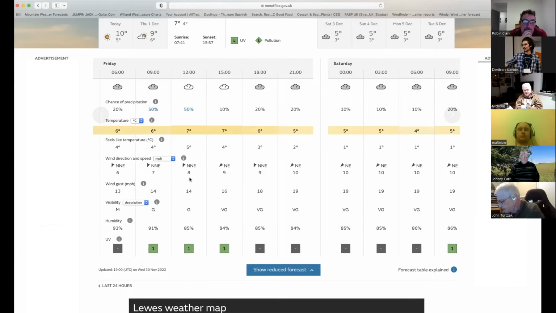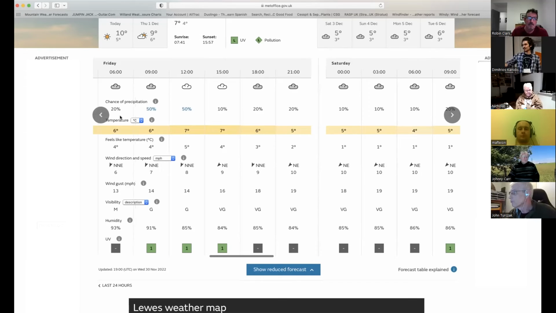Just while you're doing it, let me do a quick comparison here. I'm just going to bring up Ditchling. They do Ditchling Beacon, which gives you a top of the hill forecast. I just want to give a quick idea. This was Friday we're looking at, wasn't it? Yeah. So on Ditchling, it's showing basically a base wind of 11 to 13 miles an hour, gusting up to 17 to 20. Right, okay.